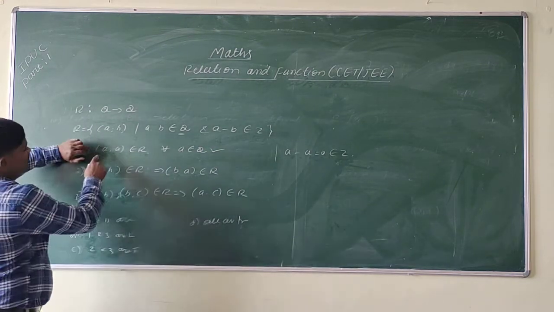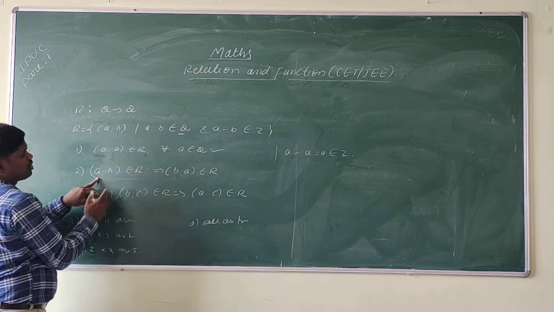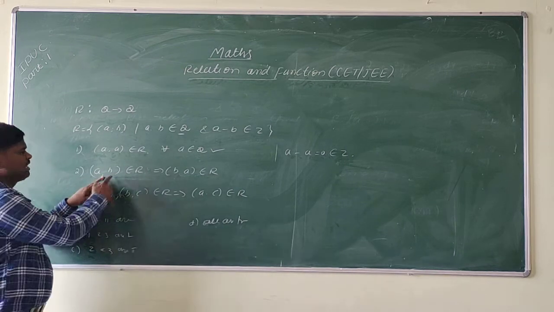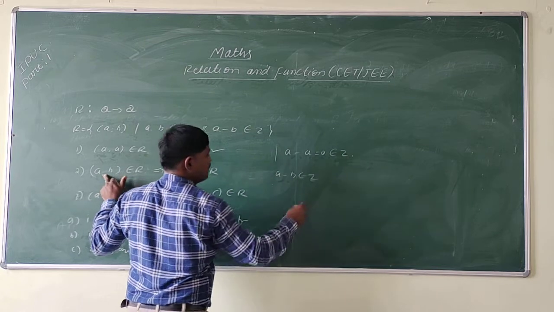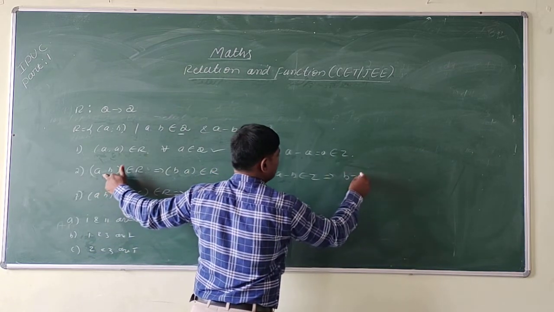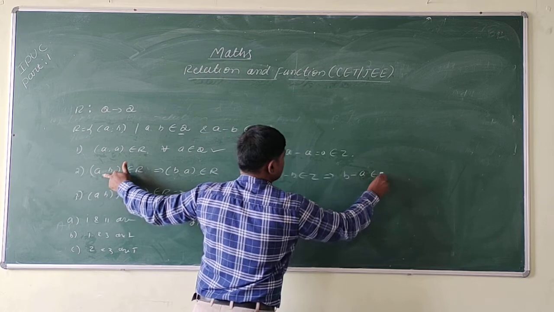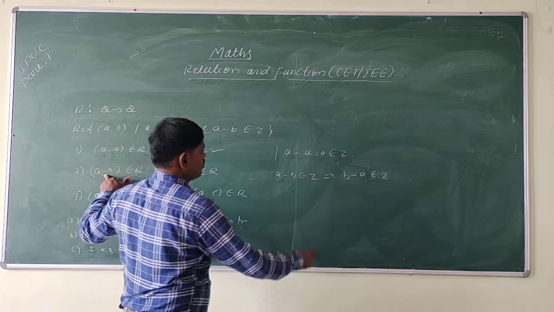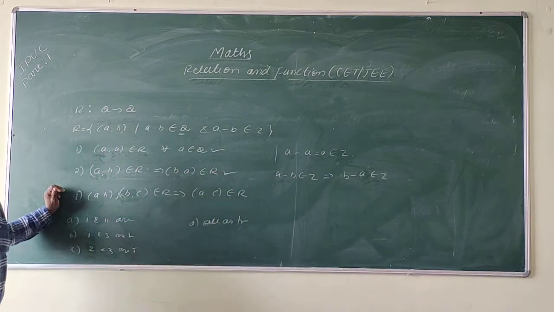Next, the second one: (a, b) belongs to R. That means the ordered pair belongs to R, that is, a minus b is in Z. This implies definitely b minus a is also in Z. So it is true. That means (a, b) belongs to R, so (b, a) also belongs to R.